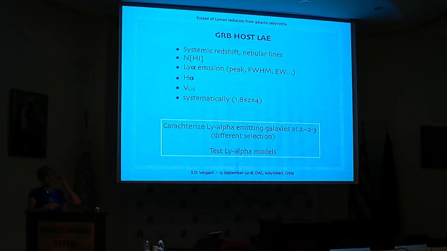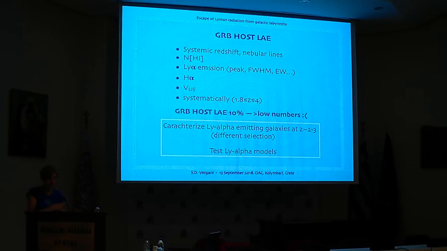So when we detect Lyman alpha emission from those galaxies, we really have access to more or less all the information that is used in models of the Lyman alpha emission: the systemic redshift, the nebular lines, the neutral hydrogen column density, all the information on the Lyman alpha emission line, H alpha where the spectral coverage allows it and when we have deep enough observations, and the interstellar medium absorption lines, so the velocity compared to the systemic redshift and to the Lyman alpha emission. This can in principle be done systematically when the instrument allows it, from redshift 2 to 4, more or less. So we can use those galaxies to characterize Lyman alpha emitter galaxies through a population that is selected differently from the other galaxies. And we can also use all this information to test the models.